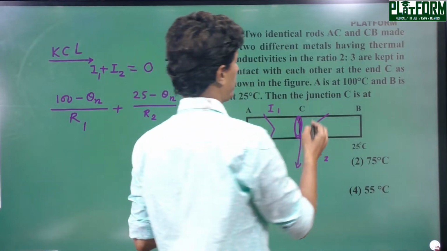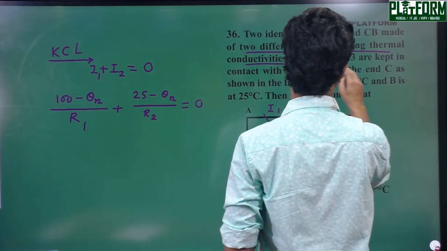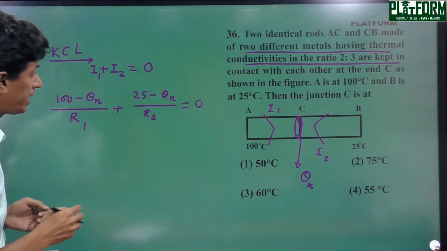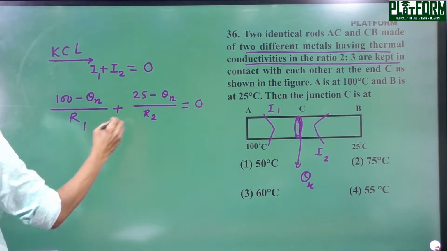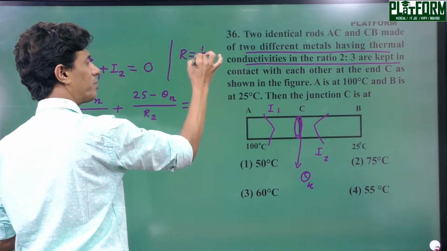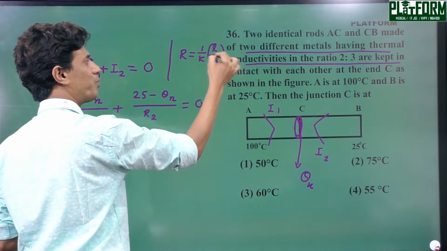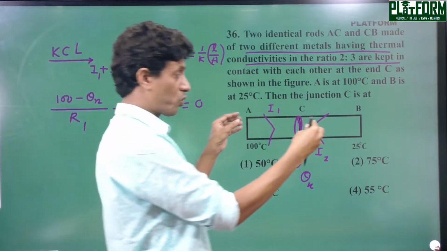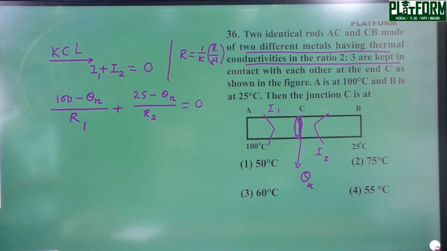Now we have to check the dimensions. Two different materials having thermal conductivities 2:3 are kept in contact, that is, two identical rods. Their length and cross sections are equal. The thermal resistance is R equal to 1 by K times L by A, and L by A is the same for both rods. Both rods are in contact at a point C, and we have to find the temperature at the point C.